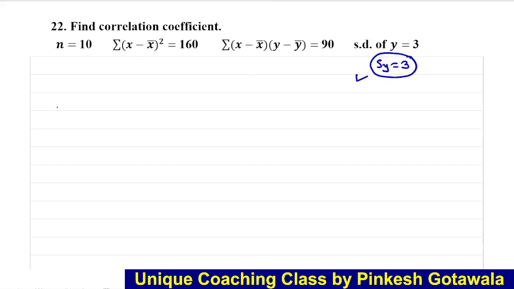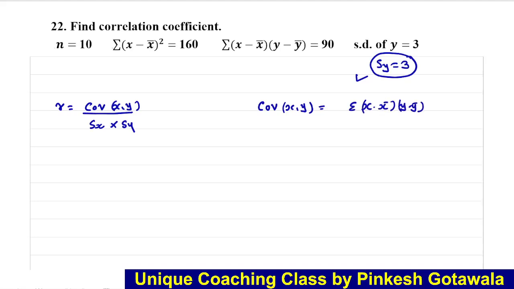So which formula are we going to apply? This was r = COVXY divided by Sx into Sy. For that, first of all, we need COVXY, that is sum of (x minus x bar)(y minus y bar) divided by n. So 90 divided by 10, we get 9.